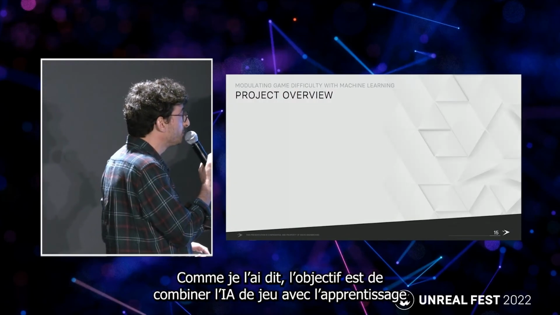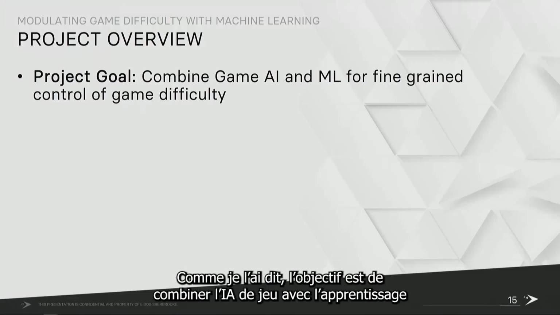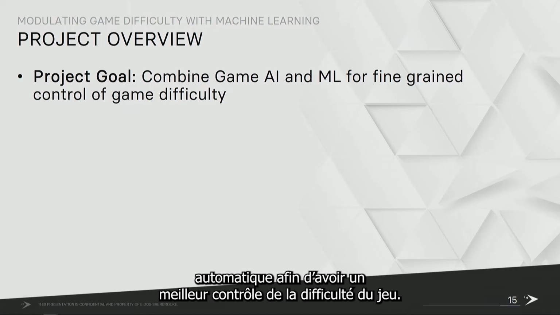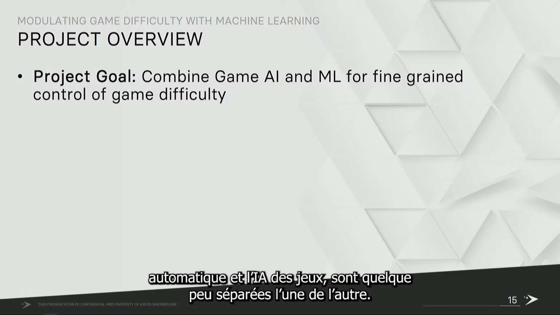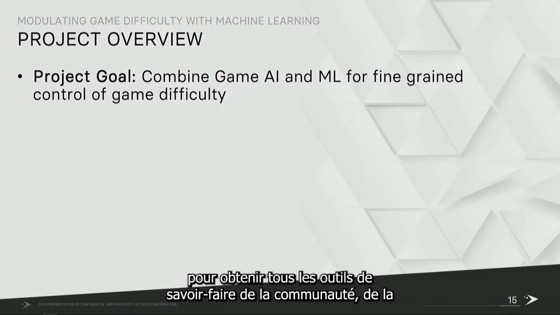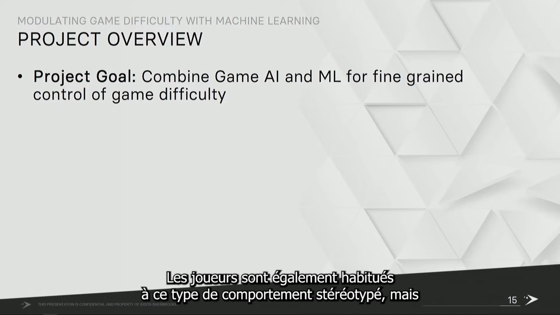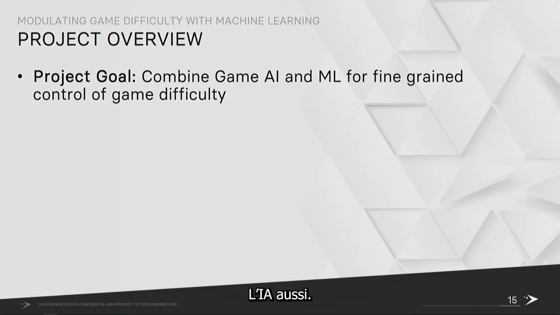So yeah, that leads me to the project overview. As I said, the goal is to combine game AI with machine learning for having a better fine-grained control of game difficulties. This is quite challenging because those 2 schools, machine learning and game AI, are a bit separated from each other. Here, what we want to do is really take game AI tools to get all the know-how tools from the community, the dev community, and also the players. They are used to this kind of stereotypical behavior. But we want to include some machine learning to have a better personalization of the game AI tool.